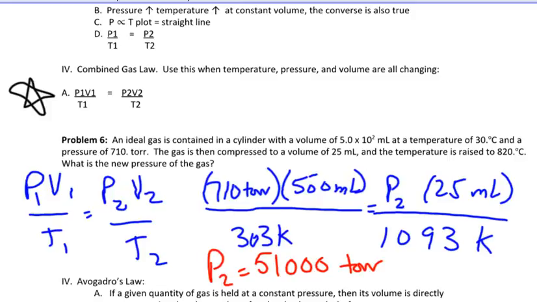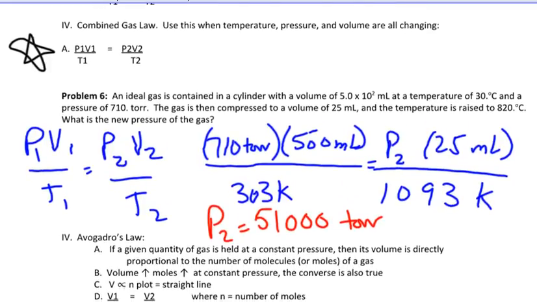And wow, look at that pressure, 51,000 torr. That is a huge pressure. Pressure went way up. Okay, so it makes sense in my book, so I think we're good there. So again, if you have any questions, let me know.